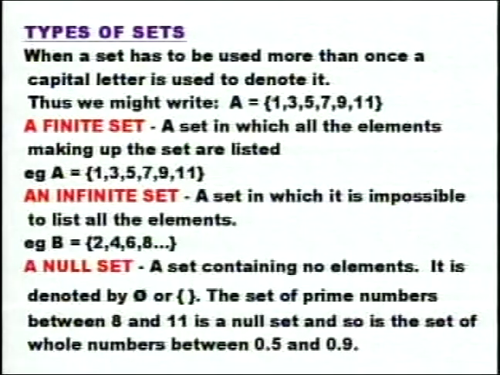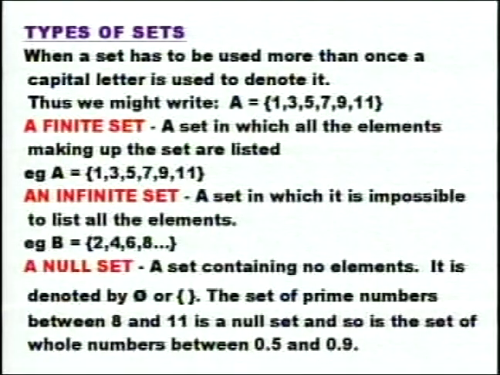Okay, so the first type of set is a finite set, a set in which all the elements making up the set are listed. All of them can be listed. And I've got one: 1, 3, 5, 7, 9, 11. The other one, an infinite set, a set in which it is impossible to list all the elements. I've got set B, which has elements 2, 4, 6, 8, and so on, meaning you can go up to 1 million because 1 million is an even number, and those are all even numbers.